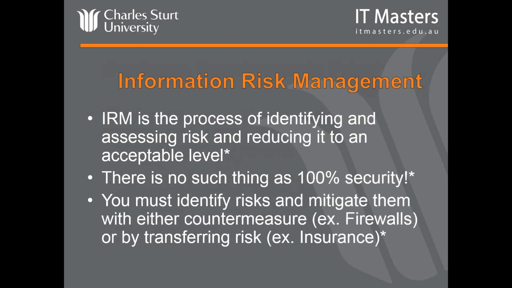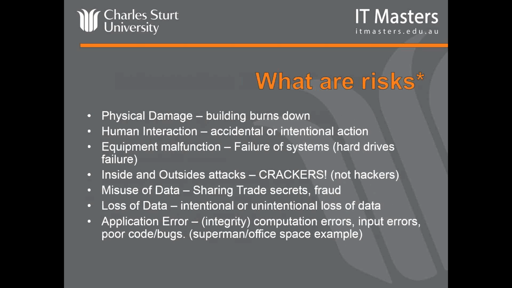We have information risk management processes, remembering no perfect security. We then think about what risks we have and how we can mitigate them: countermeasures, firewalls, or transferring risk through insurance. What are risks? Physical damage, human error, equipment malfunction. I've had a computer actually burst into flame before. Not a common occurrence. I've had that happen once in the 20 years that I've had data centers that I've been running and things like this.